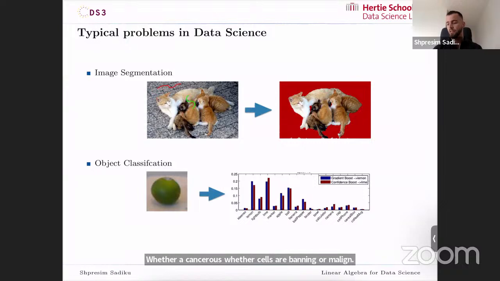Then another application is, again, in object classification. We are given an input image, which just contains some object. And then we want to use some technique from data science. In this case, we are using gradient boost and confidence boost. One of them is showing that this object is a lemon and the other one that it's a lime. There are a ton of techniques that one can use for classifying items, but the state of the art nowadays is neural networks, so deep learning.